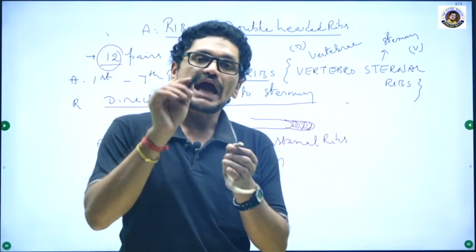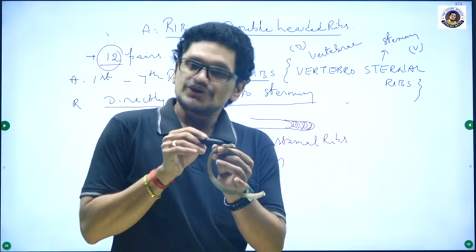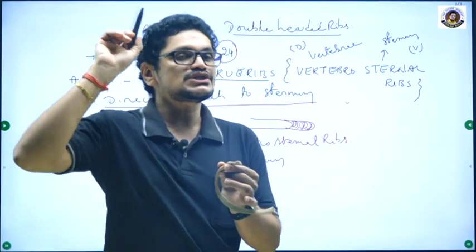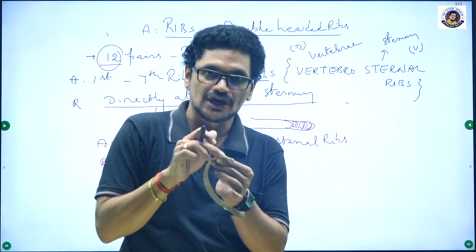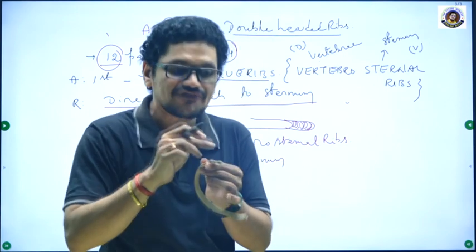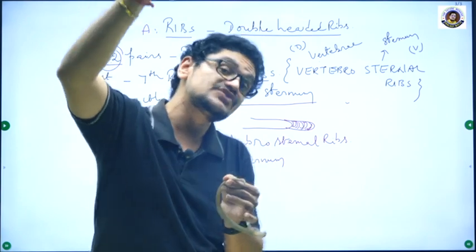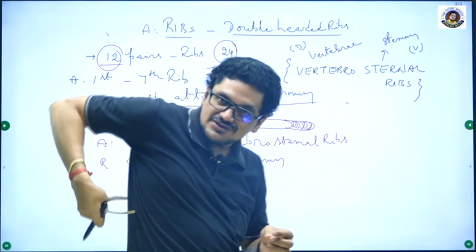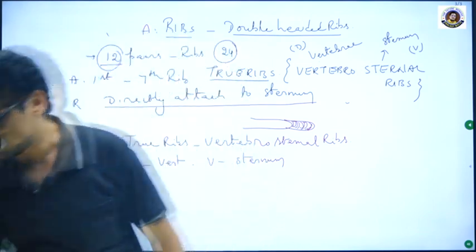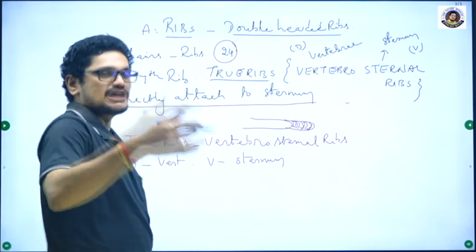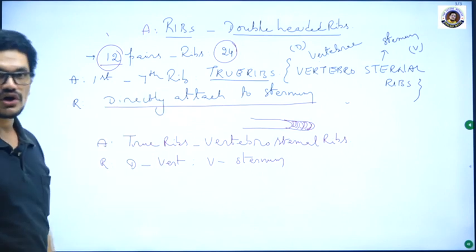Capitulum articulates with the capitular facet, which is there at the centrum of the vertebra. Tuberculum articulates with the transverse processes. Near the transverse processes, there will be a facet for the attachment of this tuberculum. These two facets, the capitular facet and the tubercular facet, will be present over the thoracic vertebrae. So on one side they attach to the thoracic vertebrae, and on the front side they attach to the sternum. Okay. Not that much required for you. It will become a bit more in depth. It is sufficient. So, first seven pairs of ribs are called true ribs.